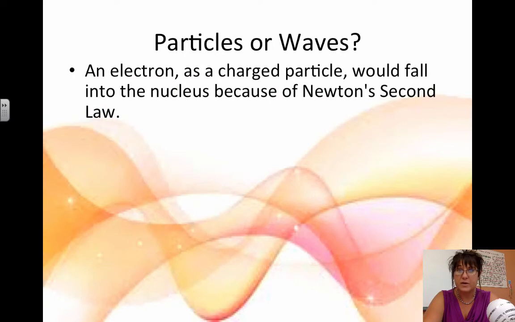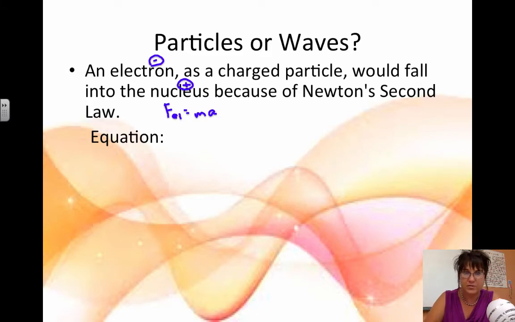We'd already talked about how electrons are particles, but if an electron was simply behaving as a charged particle, then it would fall into the nucleus, which was positively charged, while the electron is negatively charged, because of Newton's second law. The electrical force between a positive and a negative charge, since it's an attractive force, would cause them to accelerate towards one another. And that just couldn't be. We would not have atoms. We wouldn't have any matter in the universe.